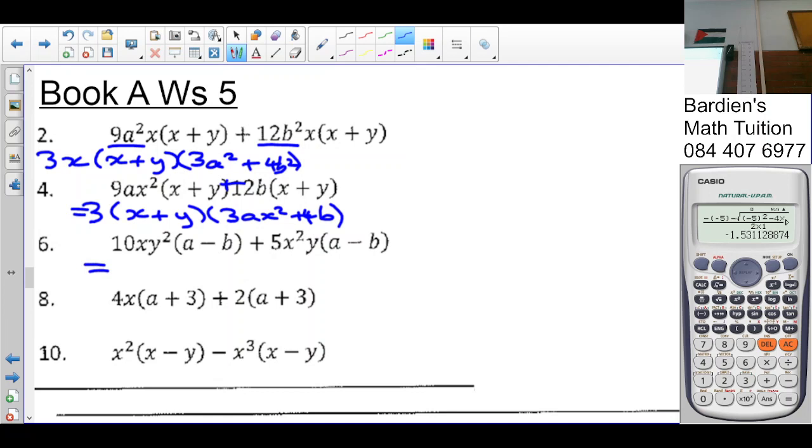What is common here? A minus b. I take a minus b out, what am I left with? 10xy squared plus 5x squared y in this bracket. Then in that bracket I got 5xy that is common. Then I'm left with 2y plus x, okay?